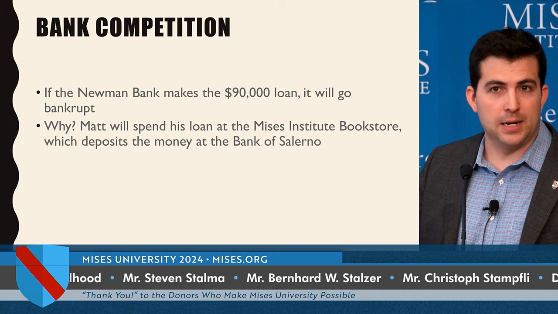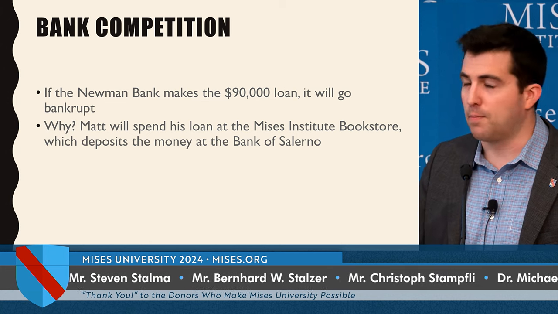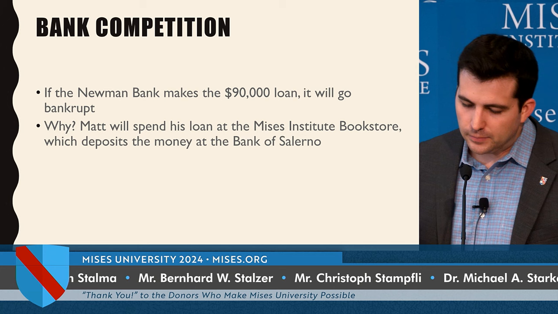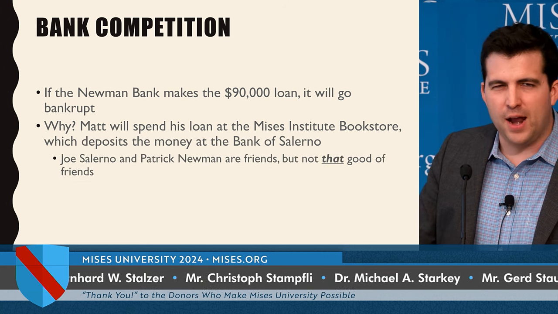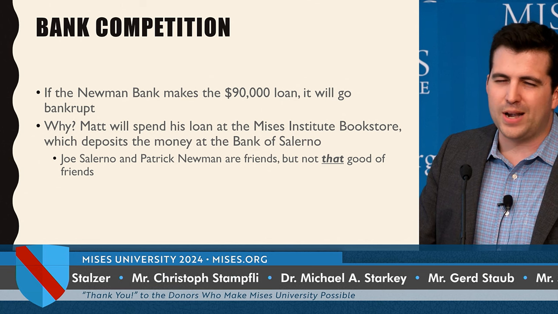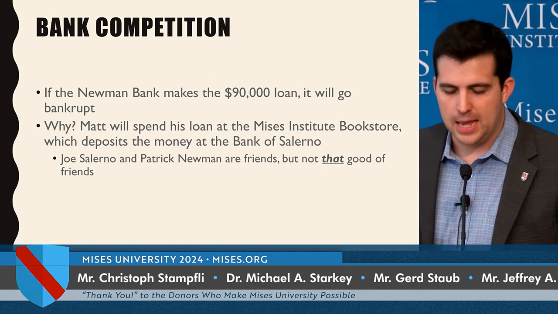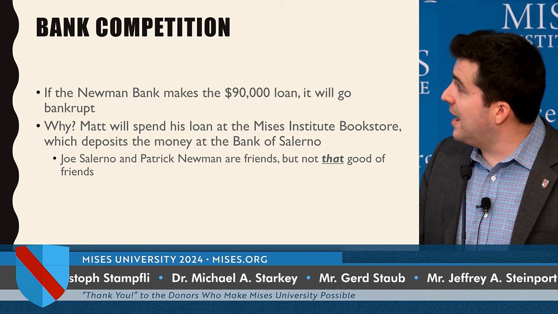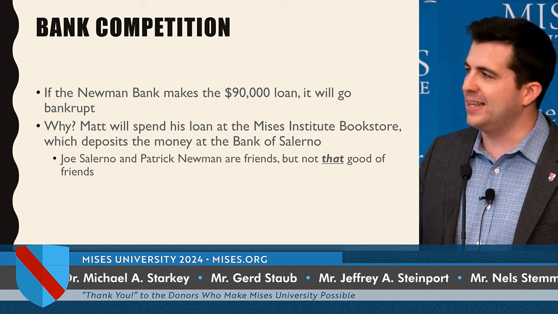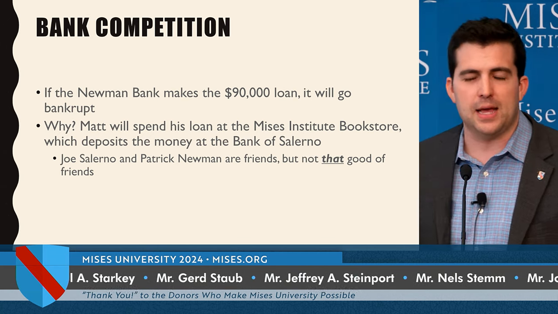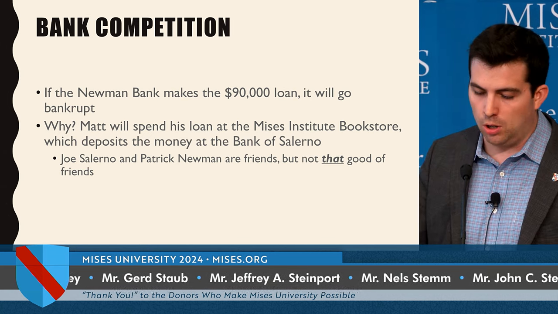They deposit their money at the Bank of Salerno, okay? Very prominent Italian bank, all right? And Joe Salerno and Patrick Newman, you know, we're friends. We're not that good of friends, okay? Because what's going to happen is Joe's going to get $90,000 in Newman Bank money, and he's going to say, well, I don't want $90,000 in Newman Bank money. I want $90,000 in real money, in gold.